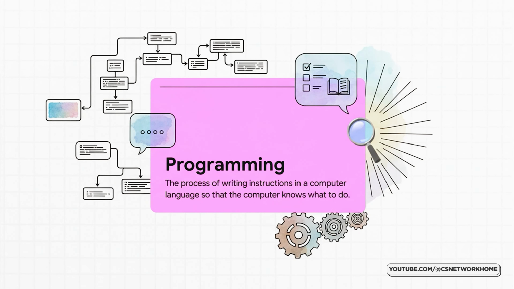Then you've got object-oriented programming, or OOP. This style is all about organizing your program into these neat little bundles called objects. It's like creating digital blueprints for real-world things, which makes building really complex software way more manageable.